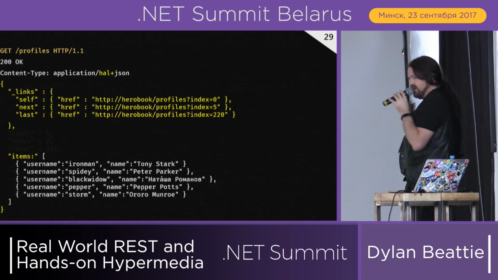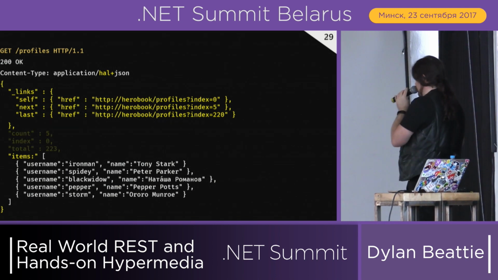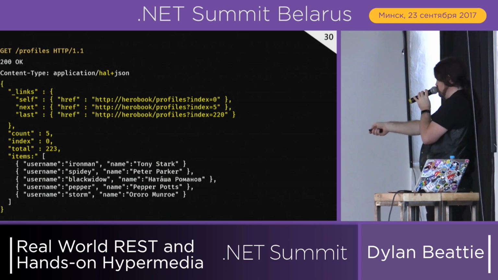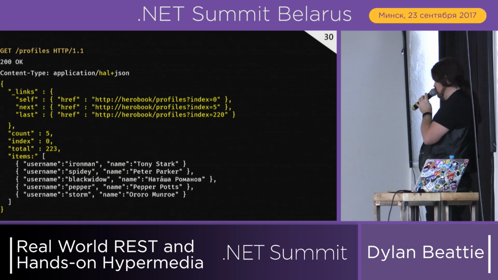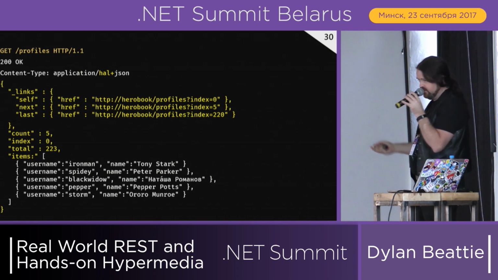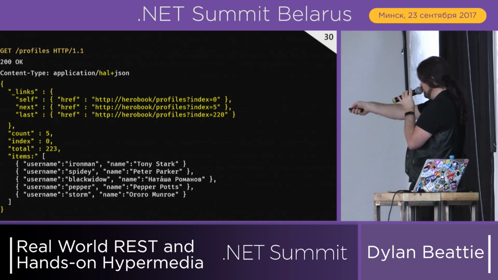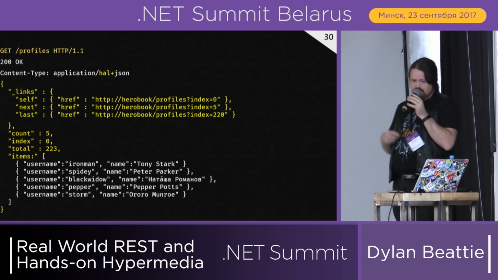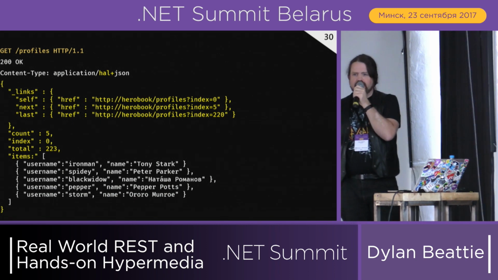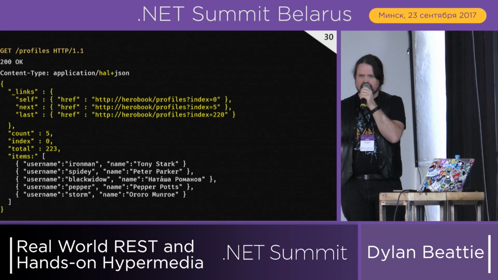And then to make it a bit easier to implement, we're going to extend it a little bit more, and we're going to say, okay, so you've gone get profiles. We've given you back 5 things. You're at index 0. There are 223 things in this collection, and here 1, 2, 3, 4, 5 are the resources, the payload for this page of resources. And over here, self, next, last. This is where you can go from here. So that's the pattern.